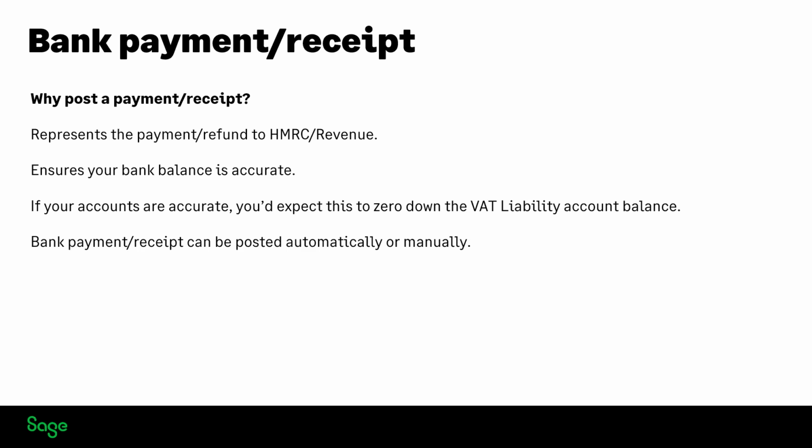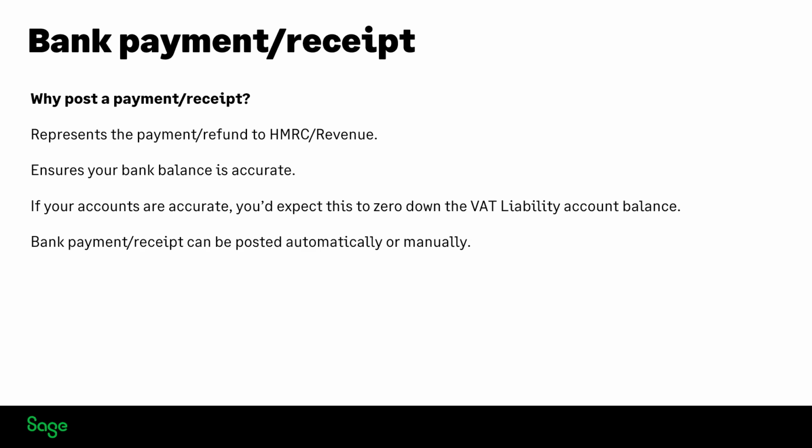Now you do have options of posting it automatically or manually. I would always recommend doing it automatically. It's quicker. The only thing you really need to enter is the date that you make the payment on. Assuming some of you will be paying by direct debit, when you make your submission, you'll normally be informed of when that will be collected. So when you click the payment option or the receipt option, you can change that date. You can override it. It will ask you to key that in.